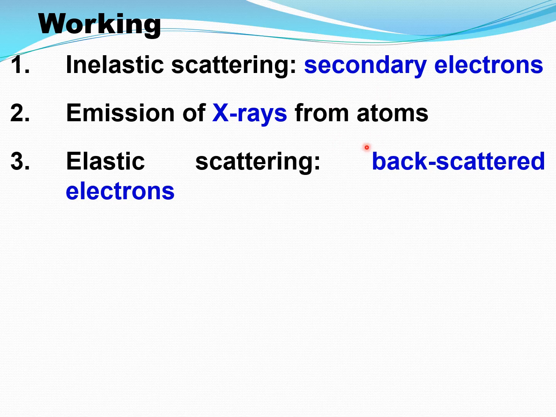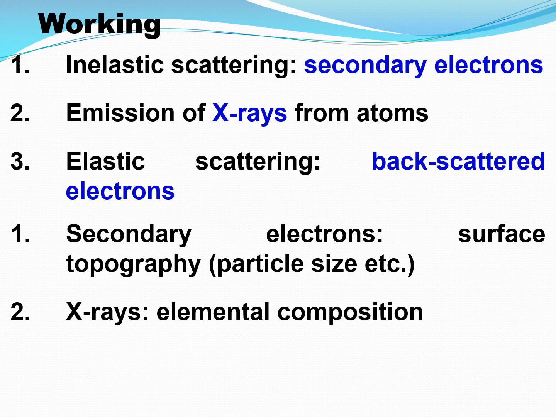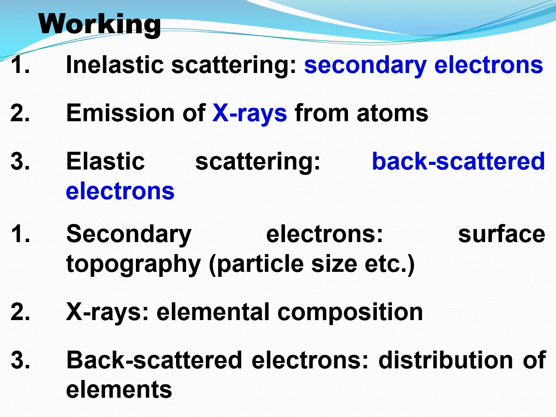Now what information can we get from these? If you analyze the secondary electrons, we get information on the surface topography, particle size, etc. If you analyze the X-rays, we can get elemental composition, because each element will emit one particular X-ray. For example, silicon emits one particular X-ray. Oxygen emits another X-ray. So each element will be emitting a different X-ray. So we can understand about the composition. And finally, backscattered electrons give the distribution of the elements on the surface, how these elements are distributed. So this is how this technique works. So this is how we can get information about a particular substance.